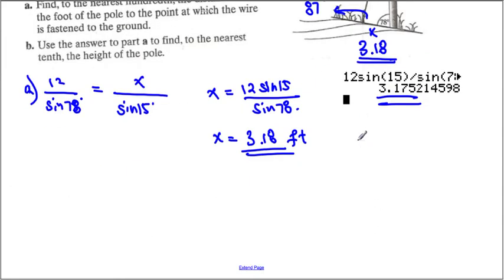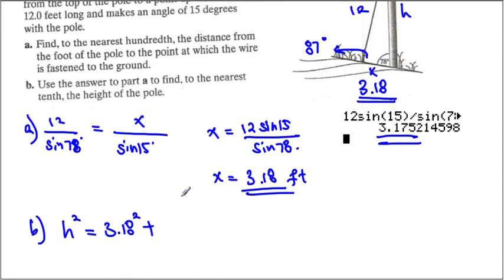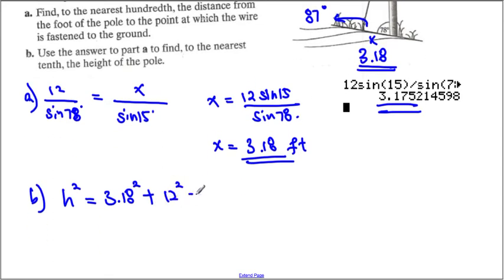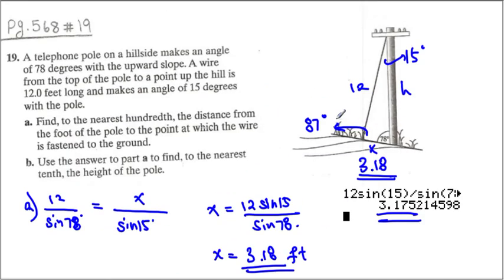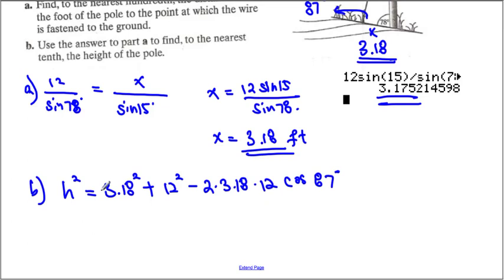Then using the law of cosines, we should be able to figure that out. h squared must be equal to 3.18 squared plus 12 squared minus 2 times 3.18 times 12 times cosine of 87 degrees. Let's just make sure that that's the correct measure of the angle. Okay, that seems to be all correct. Now we just have to calculate this. What is h?